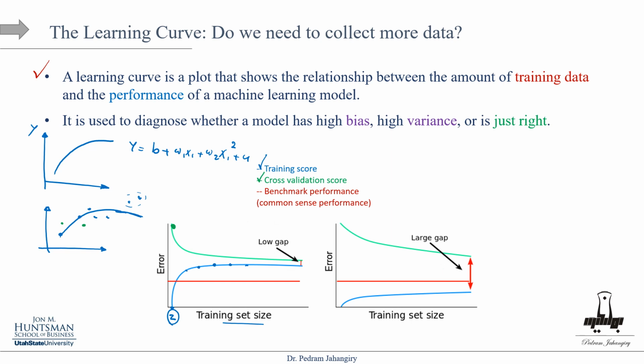But on the other hand, this error is going to decrease for the test set or for the cross-validation, right? Because again, if this is cross-validation data, it's going to be a lot better than this because we have more information now. So we get to a point where these two curves are going to converge, right? Now you have to look at your benchmark performance, or we also call it common sense performance. Imagine this is your benchmark performance.